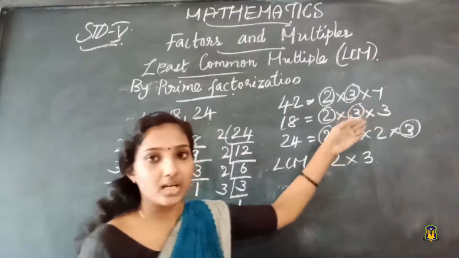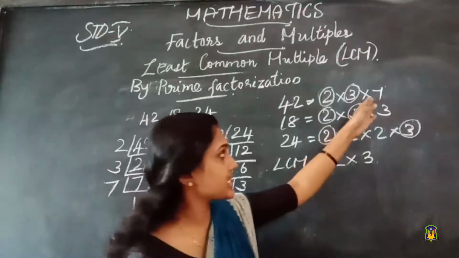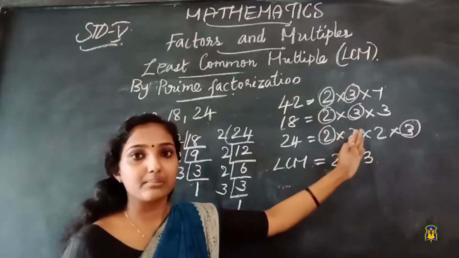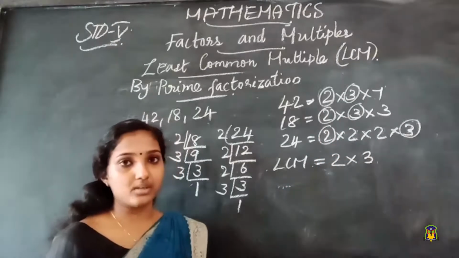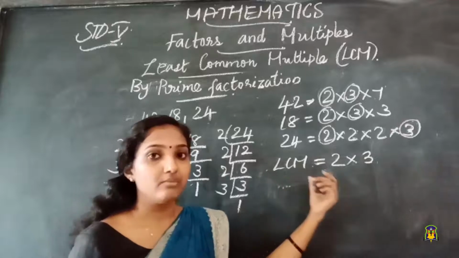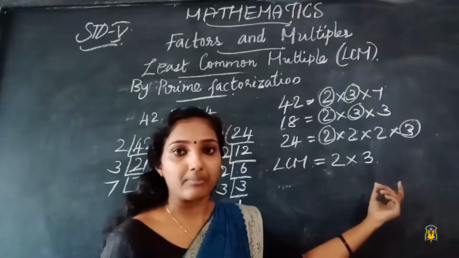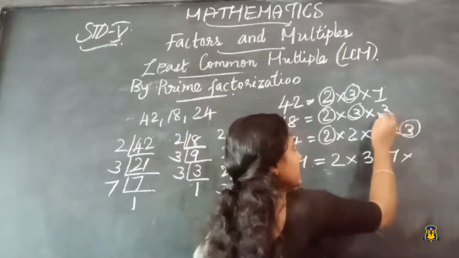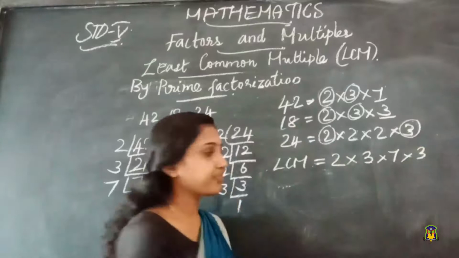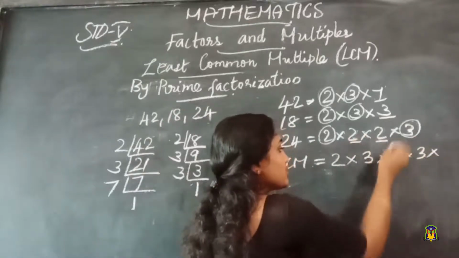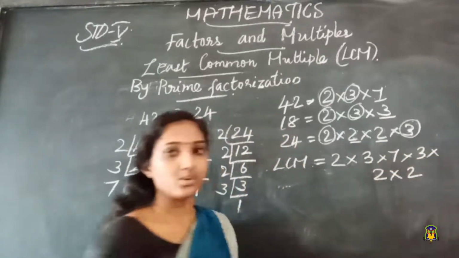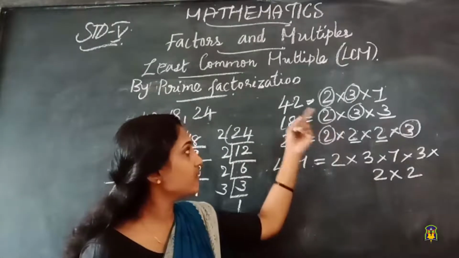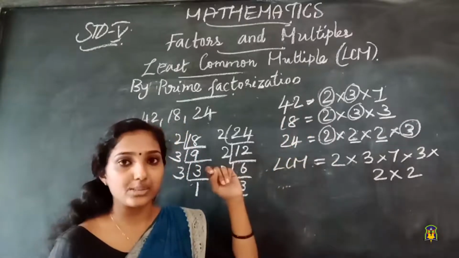Here some other prime numbers are remaining: 7, 3, 2 and one more 2. These prime numbers are the uncommon prime numbers. So while finding the LCM, we will write these uncommon prime numbers also. So we can write this 7, then into 3, then into 2 into 2 into 2 into 2. So this is the LCM of 42, 18 and 24.